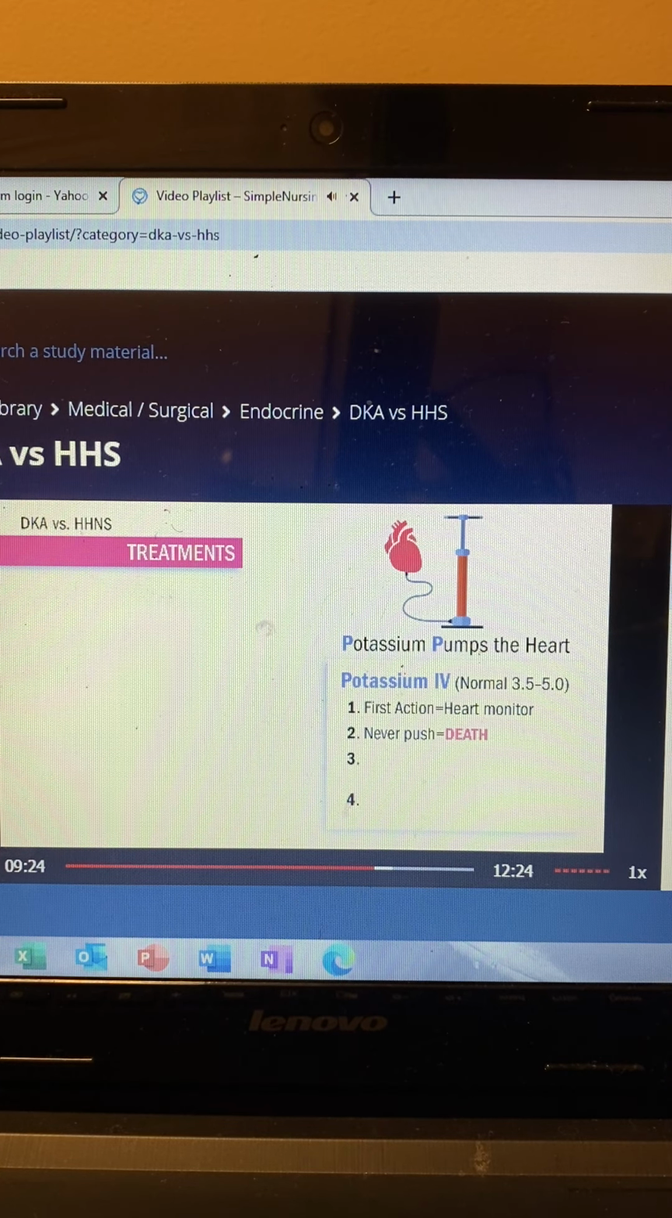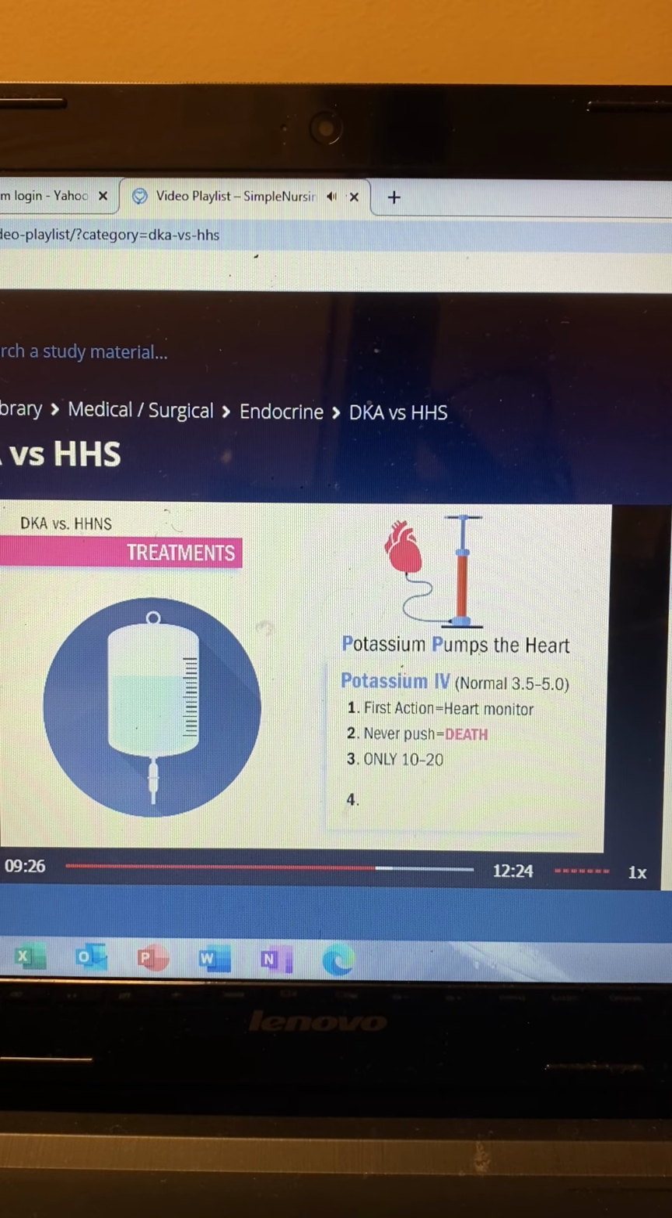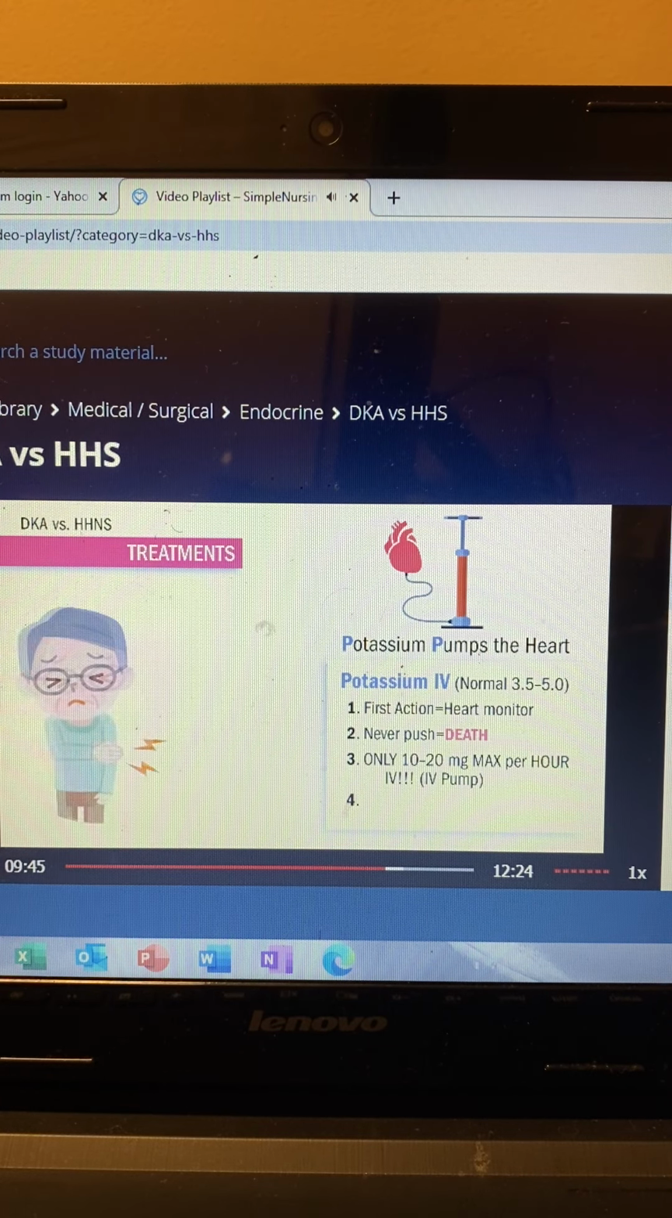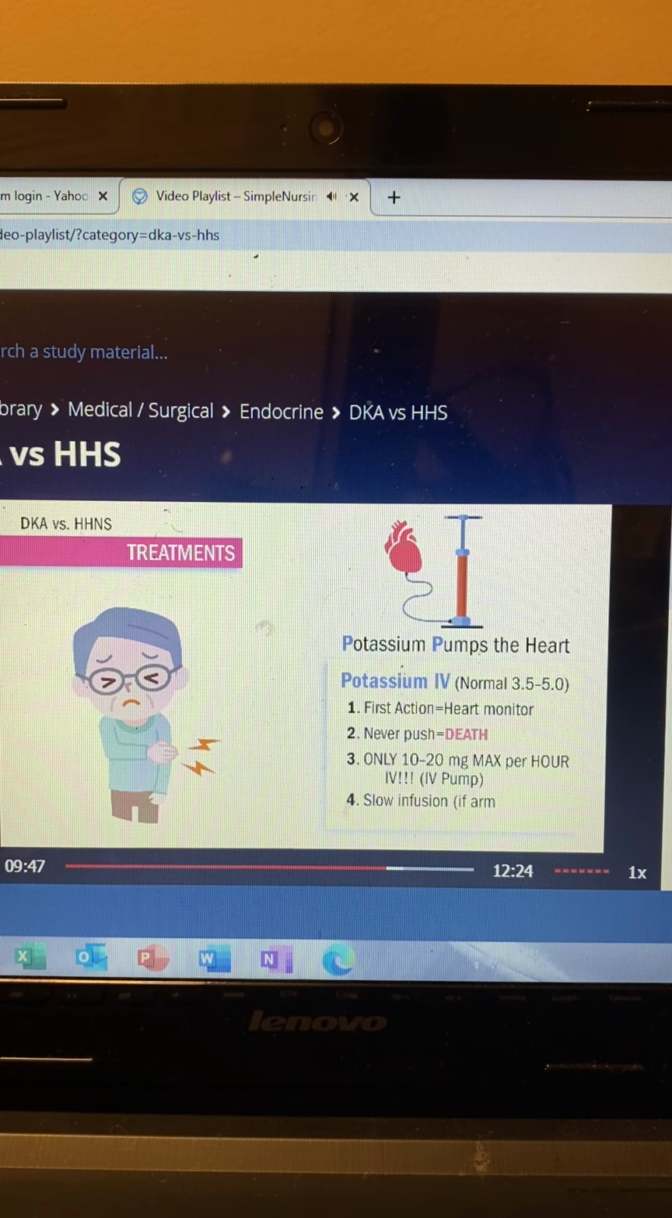Third, we only do 10 to 20 mLs max per hour. Not 30 minutes, not even 45 minutes, guys. Per hour, a full 60 minutes or more. Usually around 4 hours. And lastly, we always put potassium on an IV pump. Never a solo drip, guys. It's too risky. And as always, slow the infusion pump if the arm starts burning, which is pretty common.